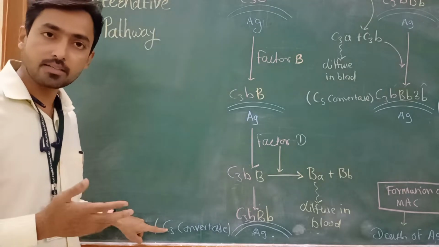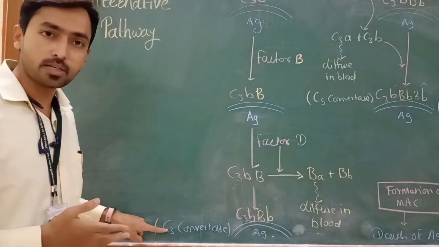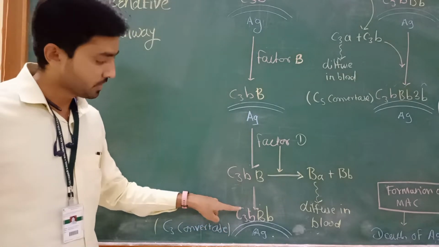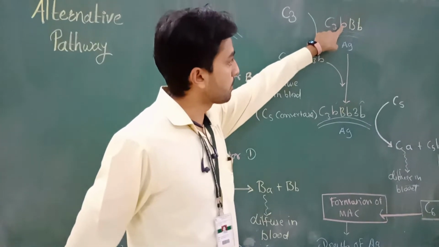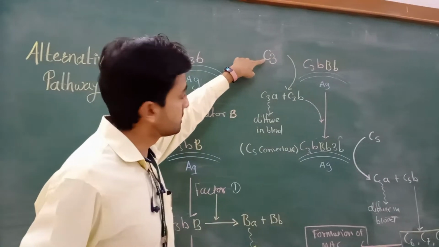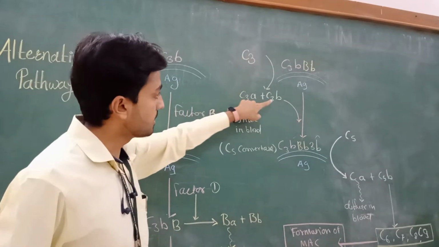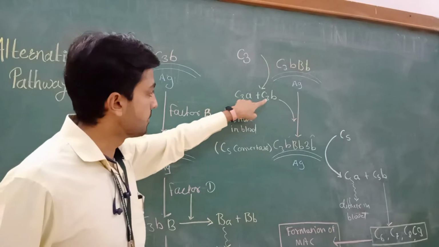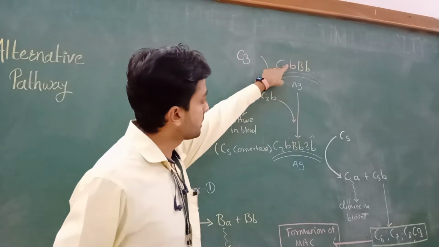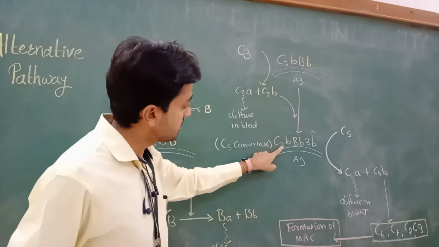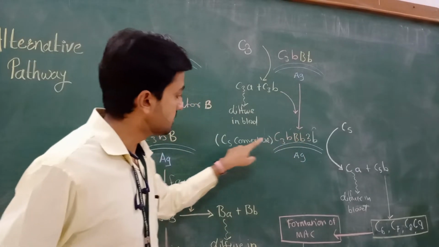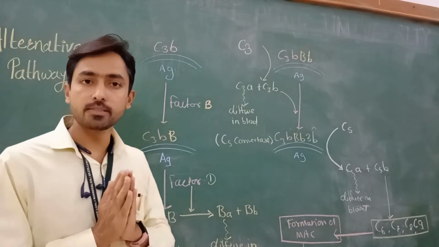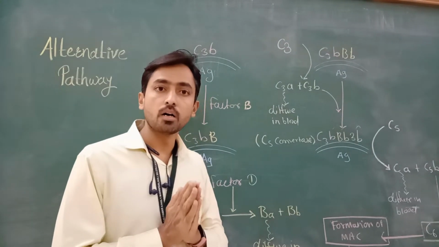We saw that in the classical pathway, the C3 convertase complex is C4b, C2a, but now in this case it is C3b-Bb. Now this C3b-Bb complex cleaves C3 protein into two parts, C3a and C3b, out of which C3a diffuses in the blood and gets deactivated, while C3b binds on the surface of the antigen to form a final complex called C3b-Bb-3b. This is the C5 convertase in the alternative pathway, while in the classical pathway the C5 convertase is C4b, C2a, C3b.